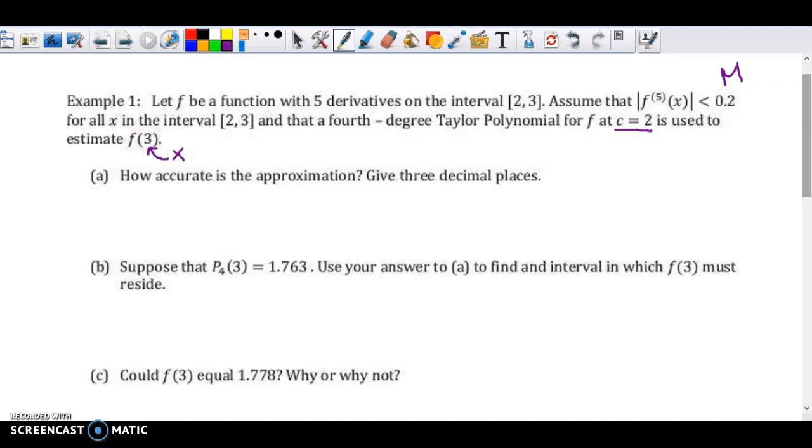And what else do we need? We need an n value. And so because it's the fourth degree, that's going to be n. So whenever you see n plus 1, that'll be 5. So setting up this, I'm going to do my M over my n plus 1 factorial times my x value minus my c to the n plus 1. I'm just going to type all of that in the calculator.